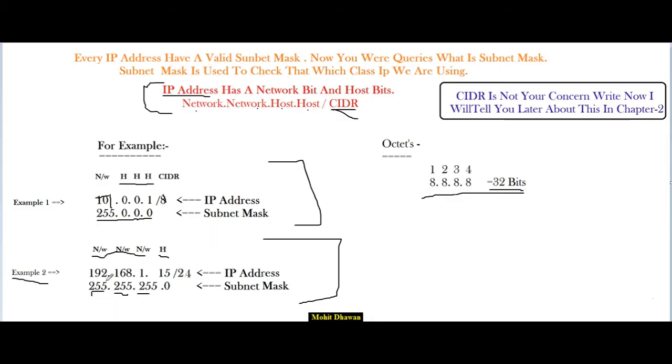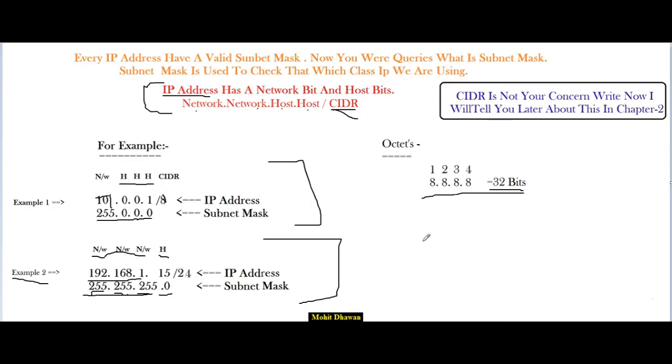So in 192.168.1.15, these three octets are full, so I have given the subnet mask 255.255.255.0. So guys, this is what I have on the IP address.